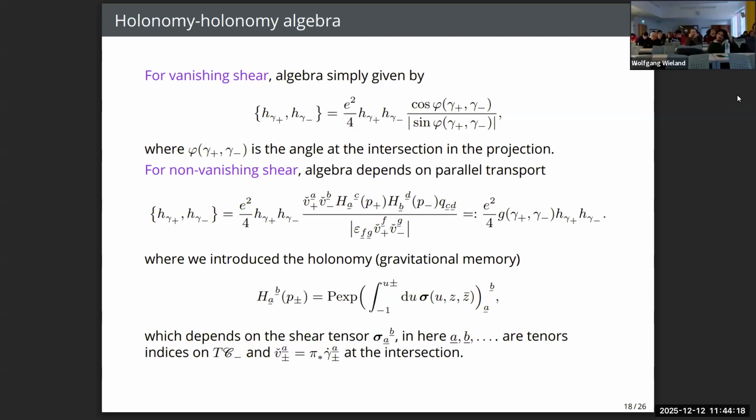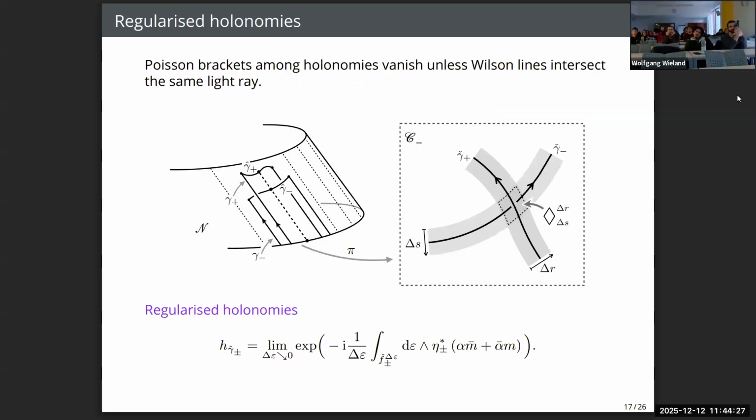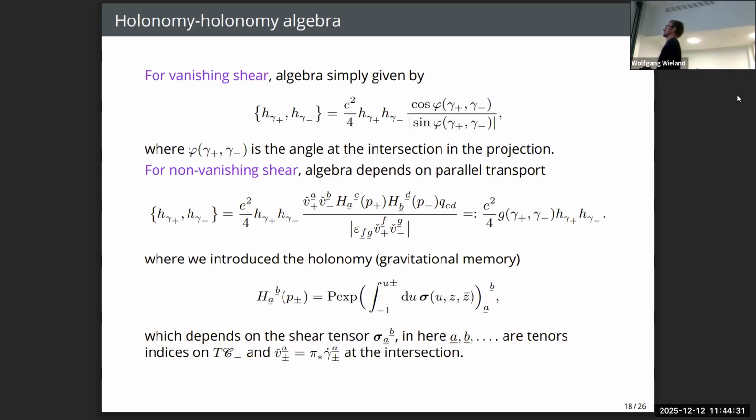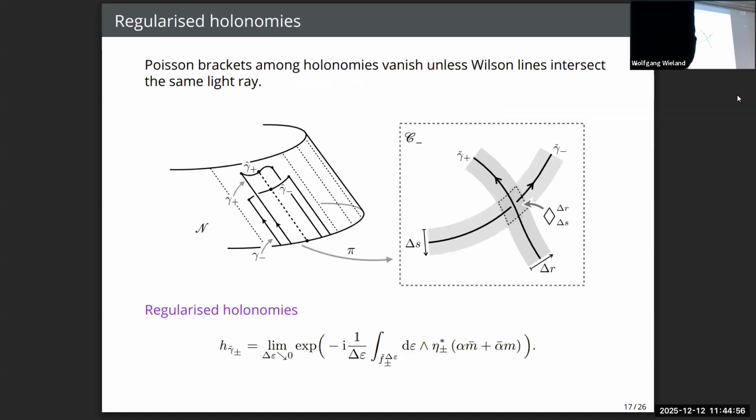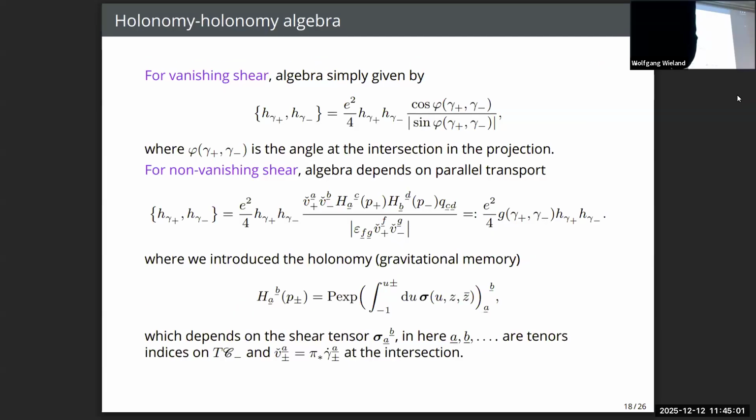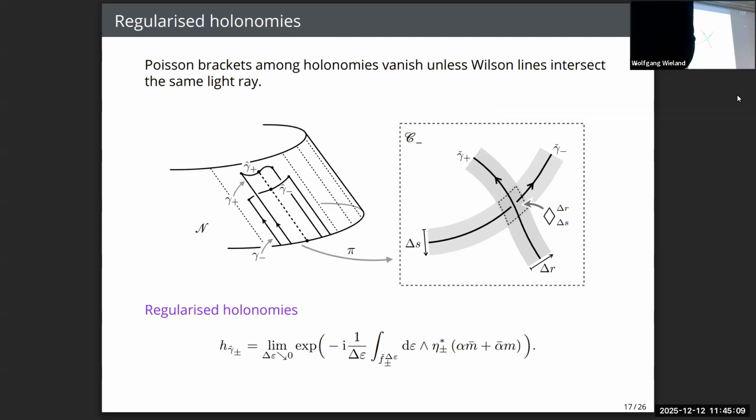This absolute value just comes from a coordinate transformation. It's a sort of Jacobian, going from one, because you use adapted coordinates where these tangent vectors are the coordinate lines. And then for non-vanishing shear, the algebra looks a bit more complicated. You have again the same structure, so holonomy gives holonomy times holonomy. And then this is dressed by some expression that depends on the path-ordered exponential of the shear between these two points, basically from here to there. And this check plus minus is just the tangent vector of these paths pushed forward under this map pi onto this initial surface.